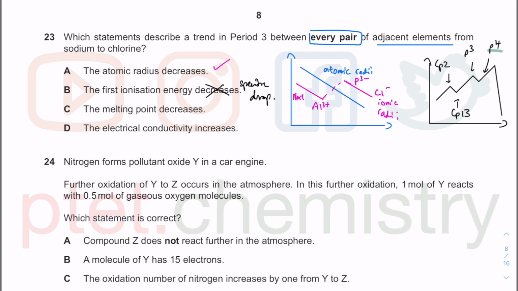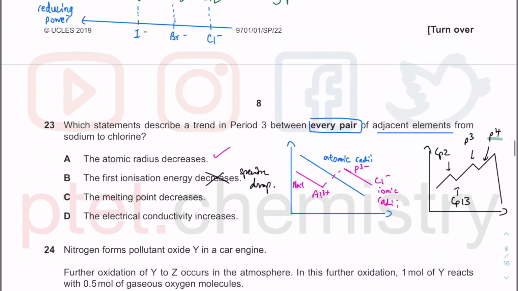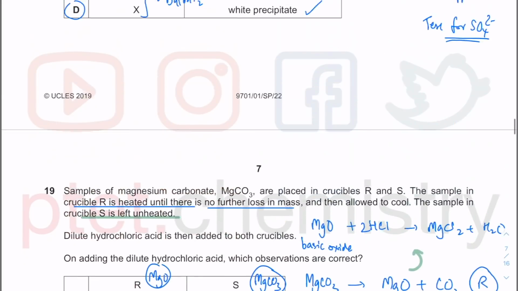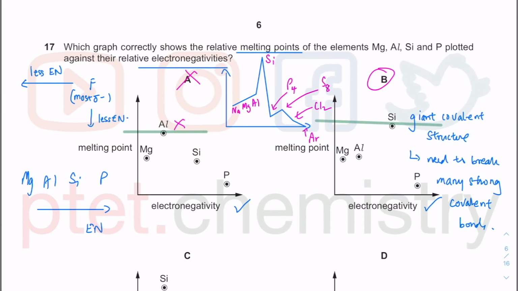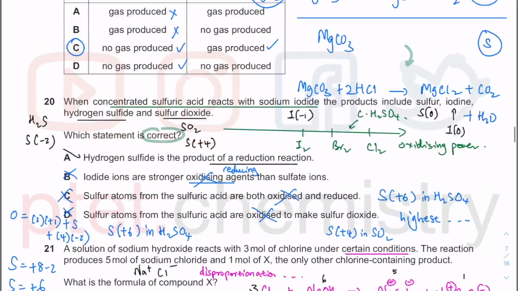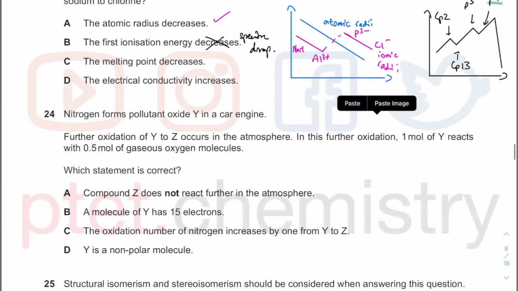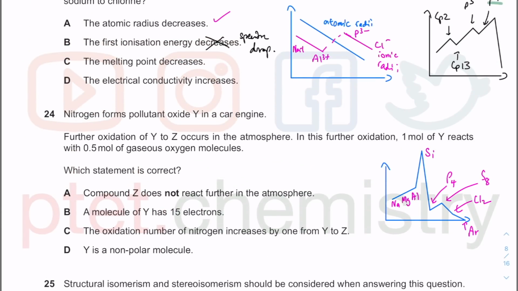And melting point decreases, that is not entirely true. I'm going to go back to the previous question. The melting point of the third period elements was covered back then. I already discussed it when we discussed question 17 earlier. This is the correct trend for the melting point of the period 3 elements in terms of structure and bonding. A lot of these are related together. So melting point decreases is not true. It goes up and down.